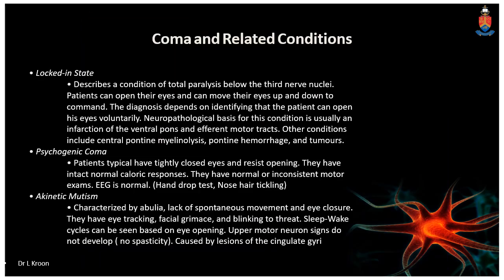So an important term that you want to be aware of is the locked-in state, which describes the condition of total paralysis below the third nerve nuclei. Patients can open their eyes and can move their eyes up and down to command. The diagnosis depends on identifying that a patient can open their eyes voluntarily. Neuropathological basis for this condition is usually an infarction of the ventral pons and affects the efferent motor tracts. Other conditions include central pontine myelinolysis, pontine hemorrhages, and tumors. It is very important when diagnosing the comatose patient to examine their eyes and ask them to follow commands with their eyes.